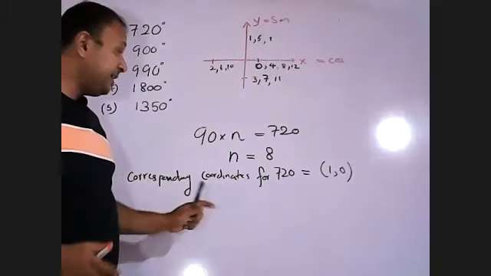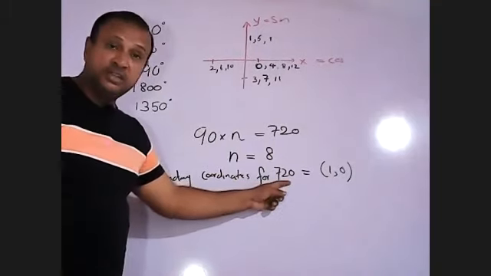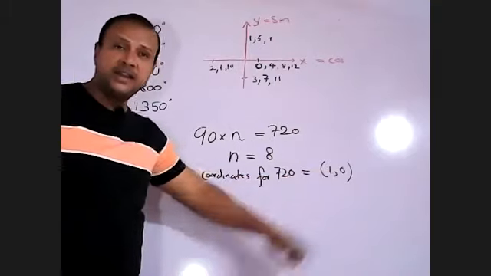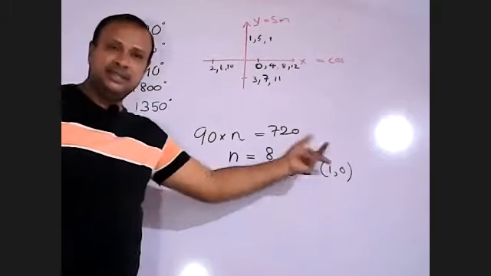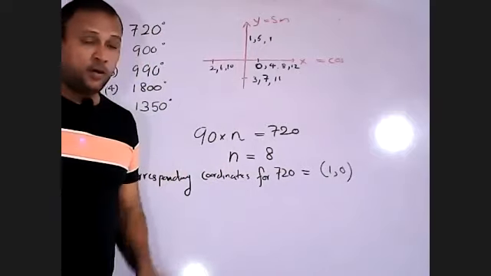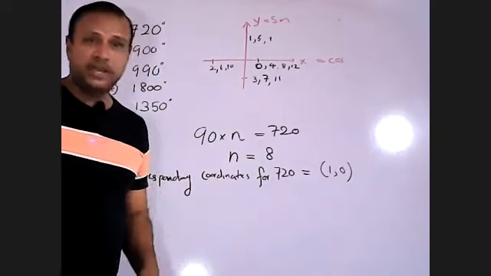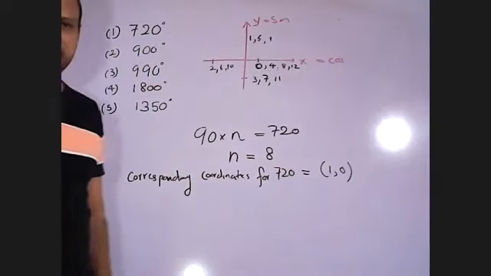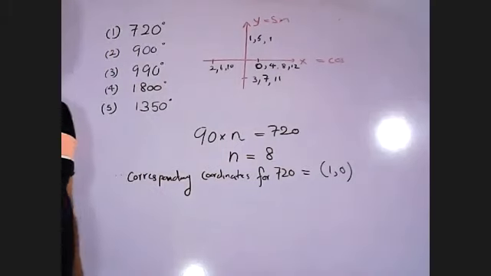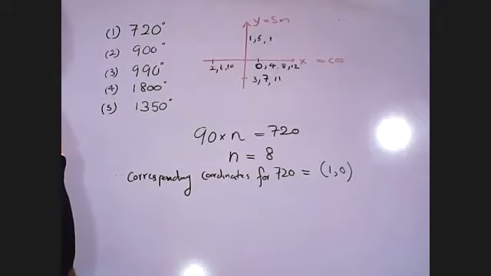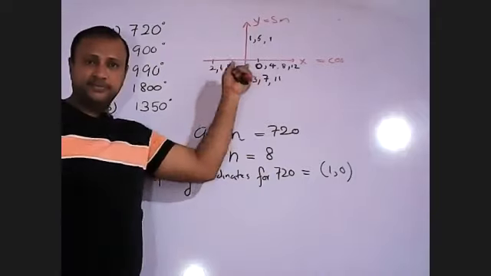Therefore, sine 720 is equal to 0. Cos 720 is equal to 1. Tan 720 is equal to sine 720 over cos 720. Did you understand? Everyone? Did you understand how I get this one?